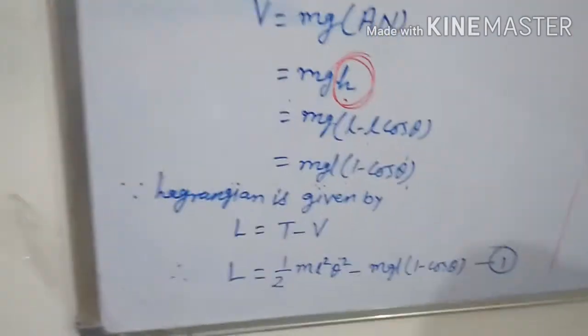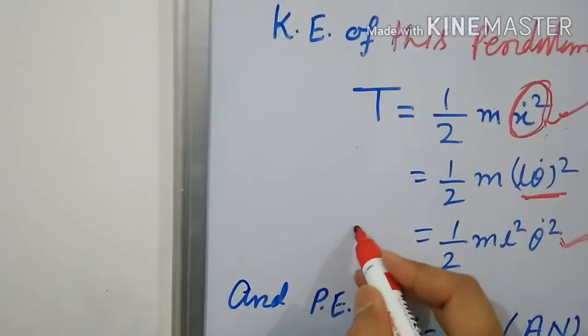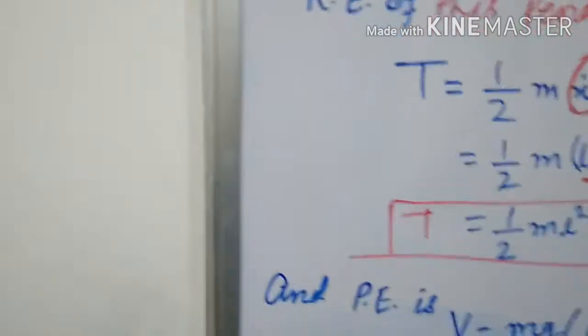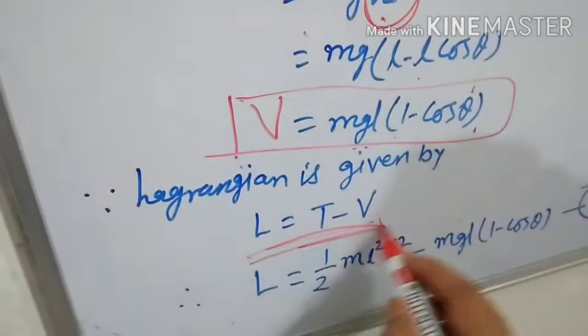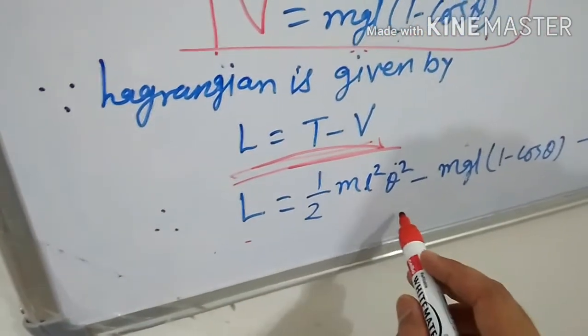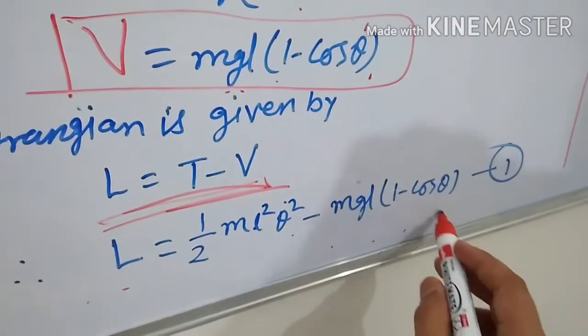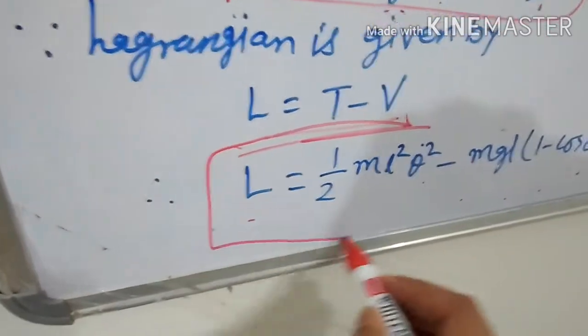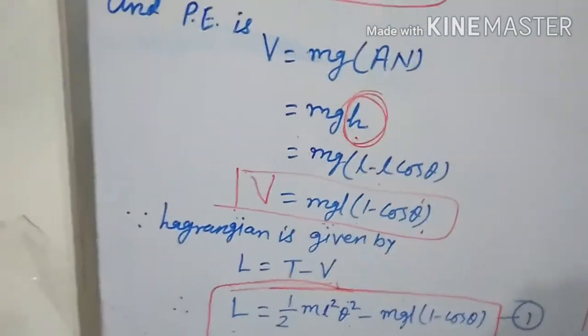Now since Lagrangian function is given by L equal to T minus V, we put here the value of T and the value of V in this equation. Then we have L equal to half m L square theta dot square minus mgL into 1 minus cos theta, and this is the required Lagrangian or Lagrange function for the simple pendulum.